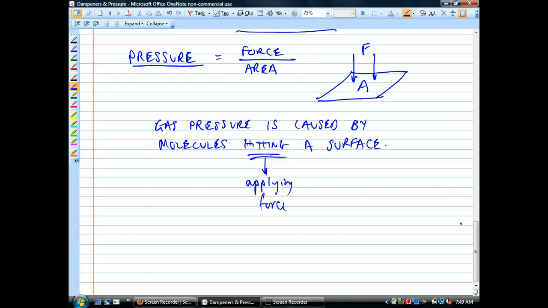But in terms of gases, what's happening is this. We've got, say, a wall or something, and the gas particles are just hitting it like this. So the gas particles are hitting the wall and pushing on it.